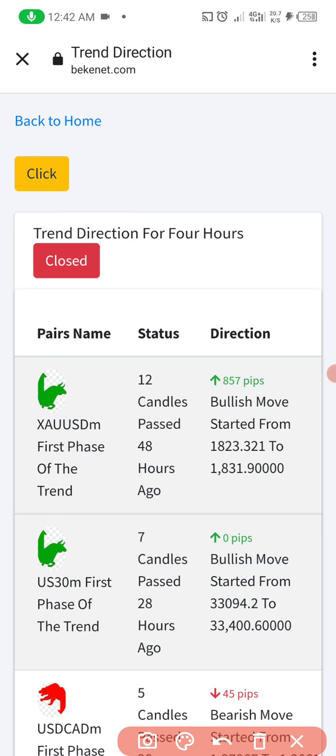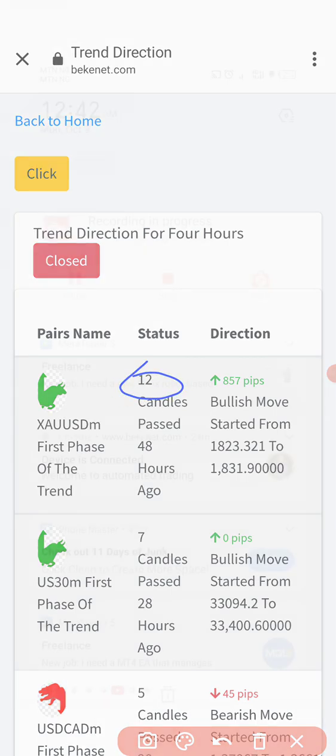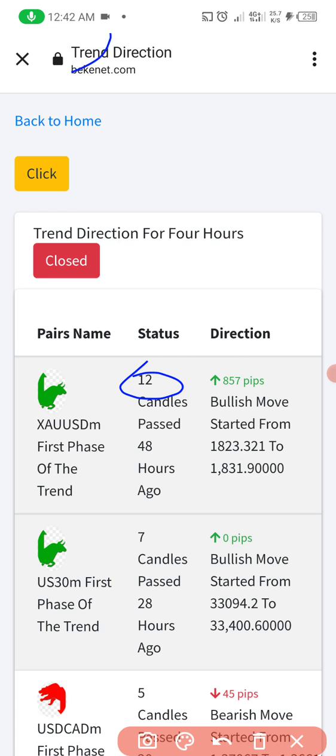So let me give you a hint on how you'll be able to track each, for you to be checking if the phases have changed. Let's say, for instance, this is the 12 candle. Look at my time now. My time is 12 o'clock. So by 1 o'clock, this candle will turn to 3.